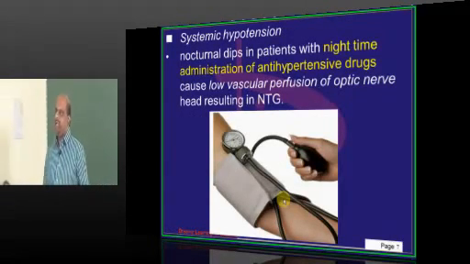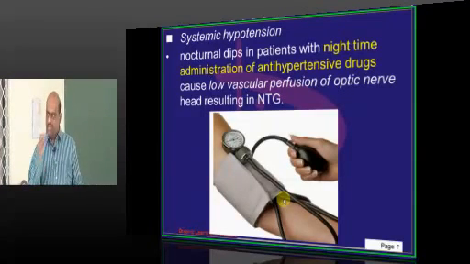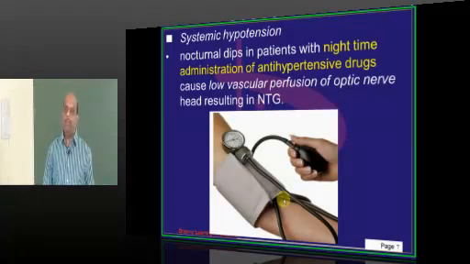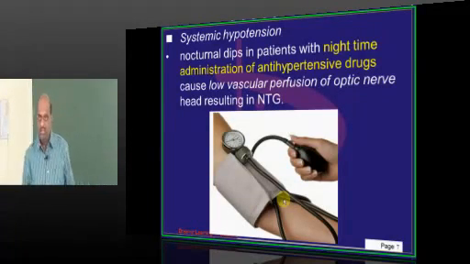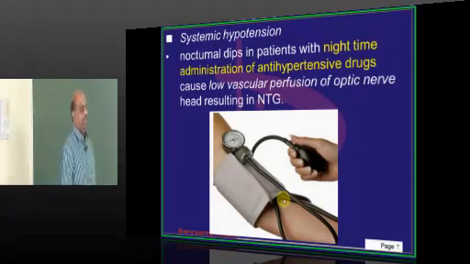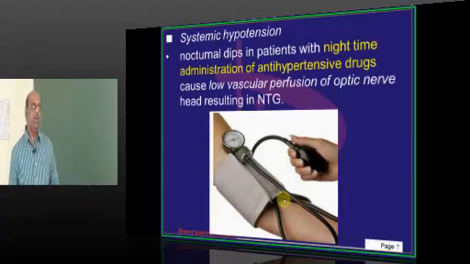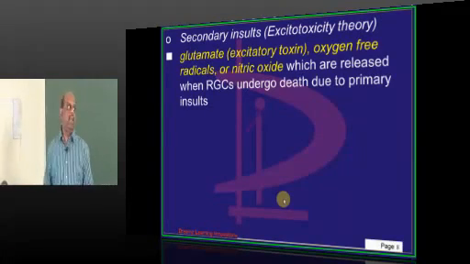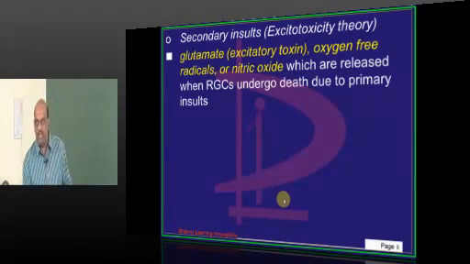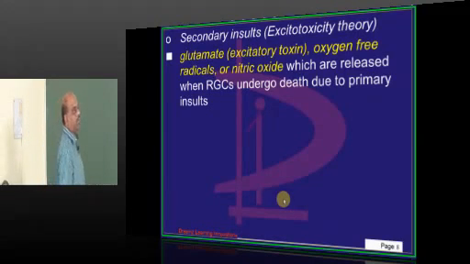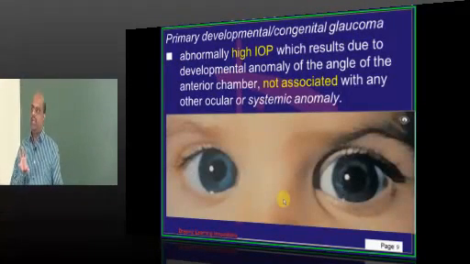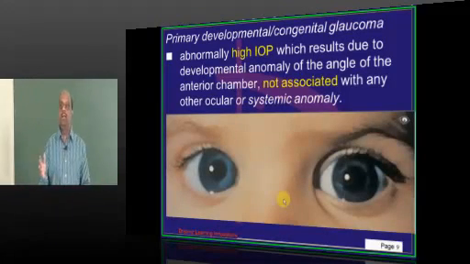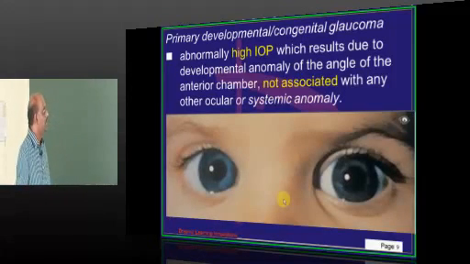There is one more theory which says, suppose somebody is receiving antihypertensives regularly, at night there is a sudden drop of their blood pressure which leads to ischemic damage. So systemic hypotension is also considered one of the important implicated causes for the damage. There is a theory of excitotoxicity where glutamate is the major excitotoxin implicated in glaucomatous injury to the nerve. So that is all about the various mechanisms of glaucoma.